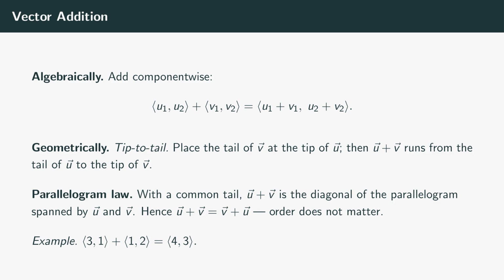Geometrically, addition is tip to tail, and this is the picture worth burning into memory. Draw the first arrow, U. Now pick up the second arrow, V, without rotating it, and set its tail down right at the tip of U. The sum, U plus V, is the new arrow that runs from the tail of U all the way to the tip of V. If instead you draw both arrows from a common starting point, the sum is the diagonal of the parallelogram they frame. That is why the order doesn't matter. U plus V equals V plus U, because the same diagonal closes the same parallelogram whichever side you walk first. Addition turns two journeys into the single journey that achieves the same net displacement.